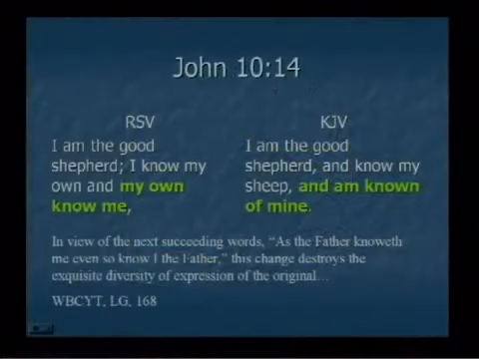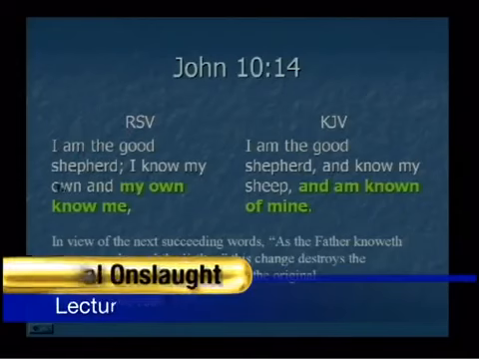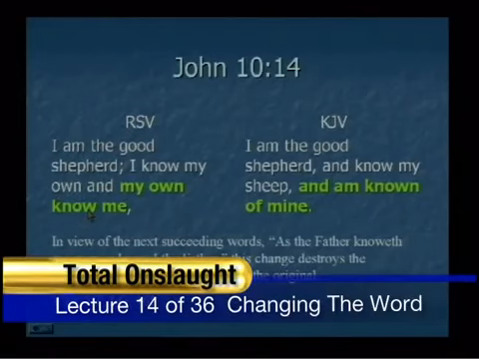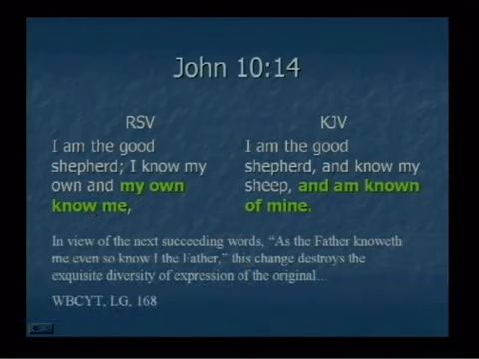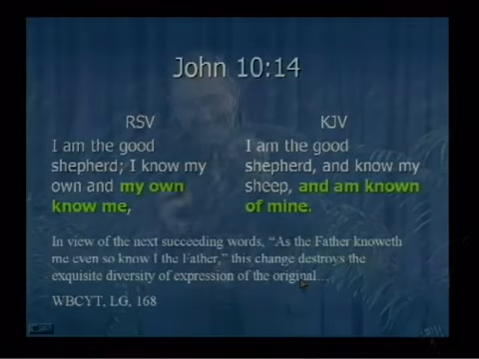John chapter 10 verse 14. I am the good shepherd. I know my own, and my own know me. King James Version, this is subtle: I am the good shepherd and know my sheep and am known of mine. There's a subtle difference there. In view of the next succeeding words, as the Father knoweth me, even so know I the Father, this change destroys the exquisite diversity of expression of the original. It makes grammatical sense, and it gives the relationship between Father and Son, which means that Jesus is God. It's a subtle change to remove some of the power of Jesus Christ.